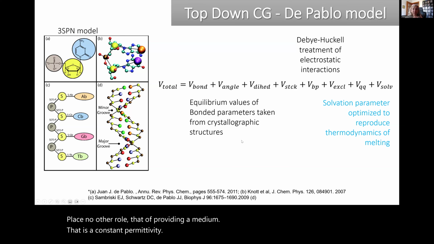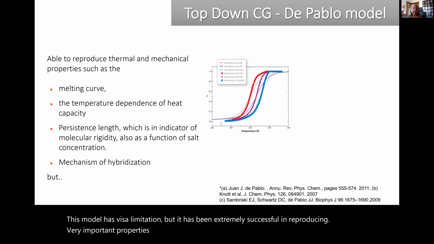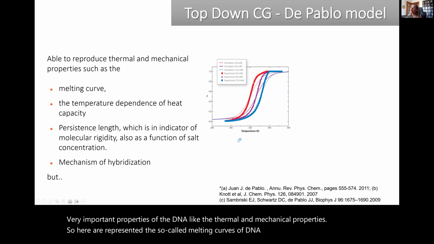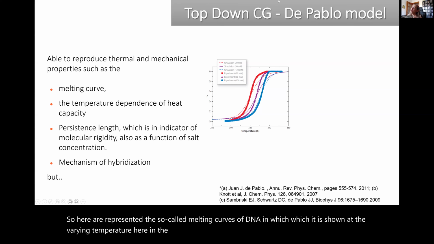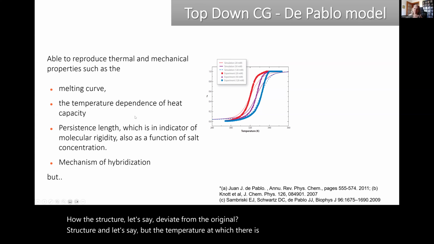This model has this limitation, but it has been extremely successful in reproducing very important properties of the DNA, like the thermal and mechanical properties. So here are represented the so-called melting curves of DNA, in which it is shown at varying temperature here in the x-axis, how the structure, let's say, deviates from the original structure, and let's say that the temperature at which there is the disruption of the structure is where we have a flex here in this curve.